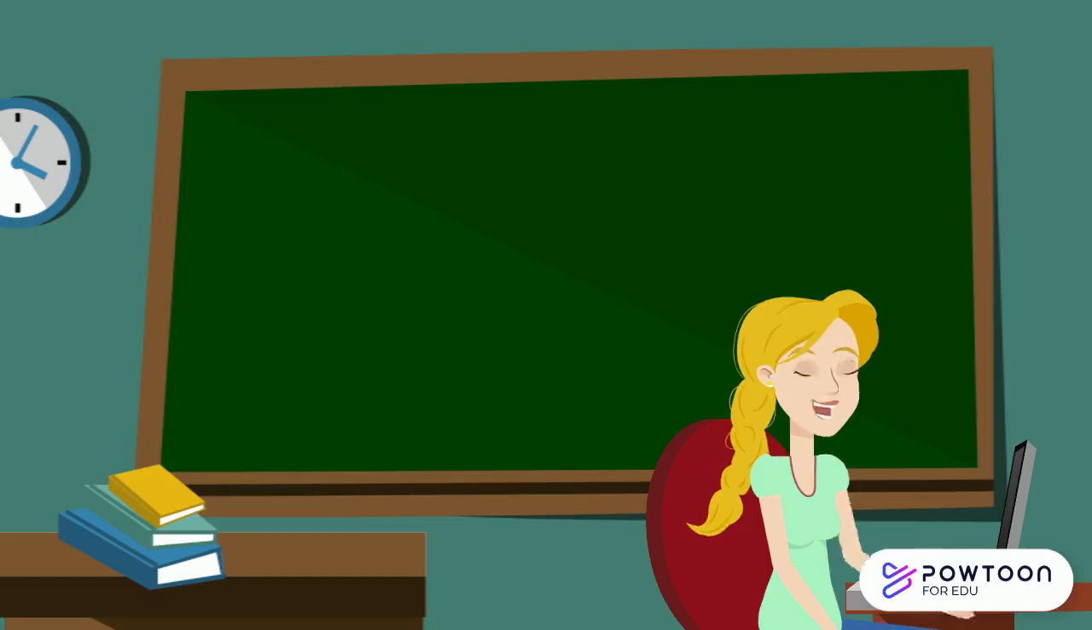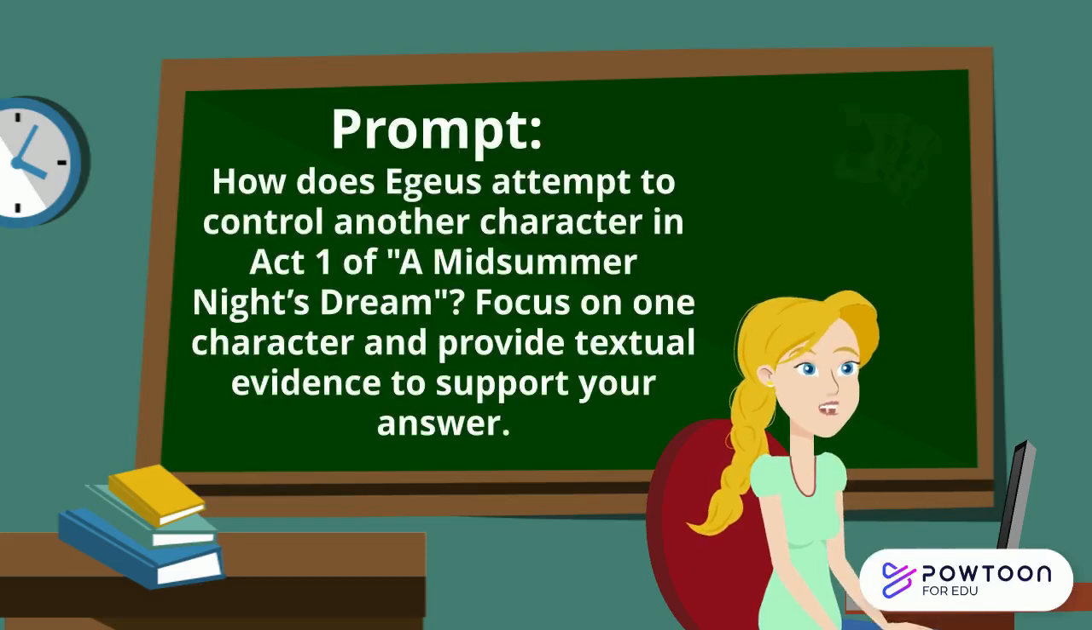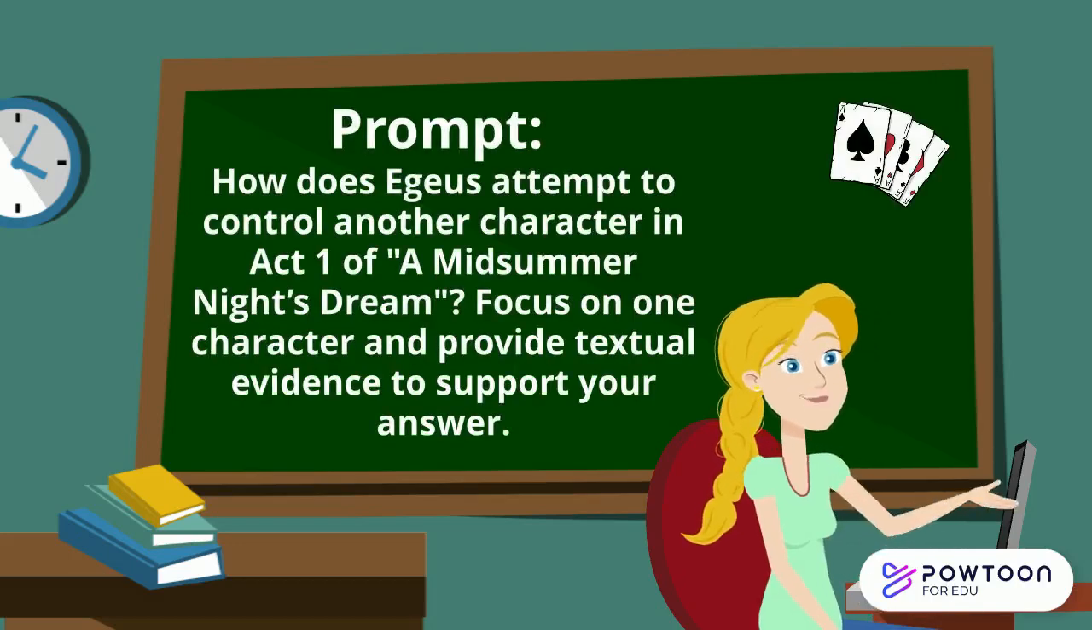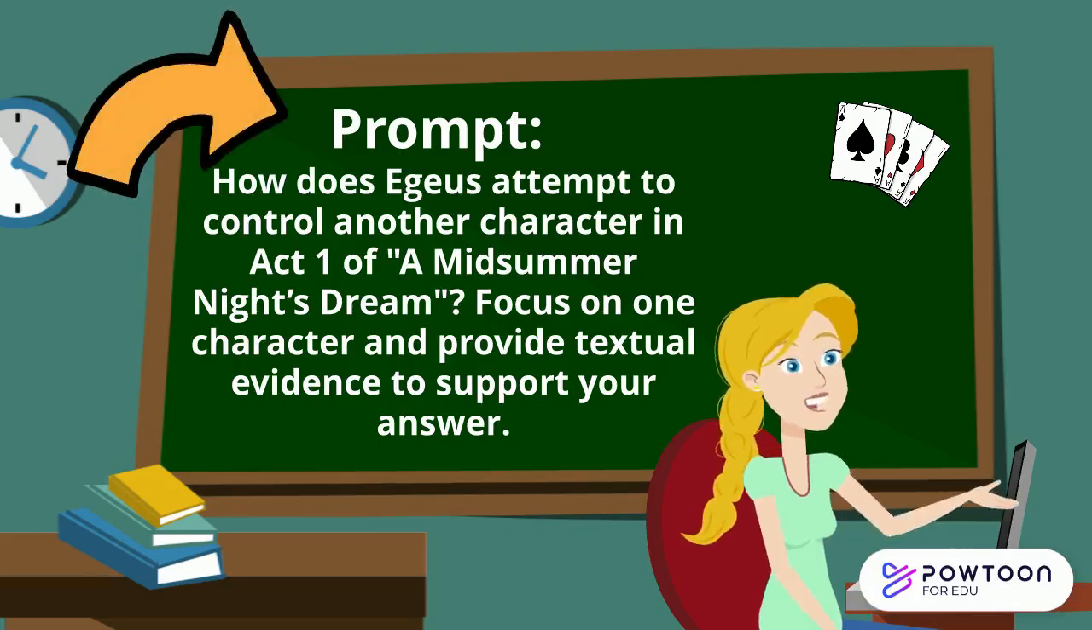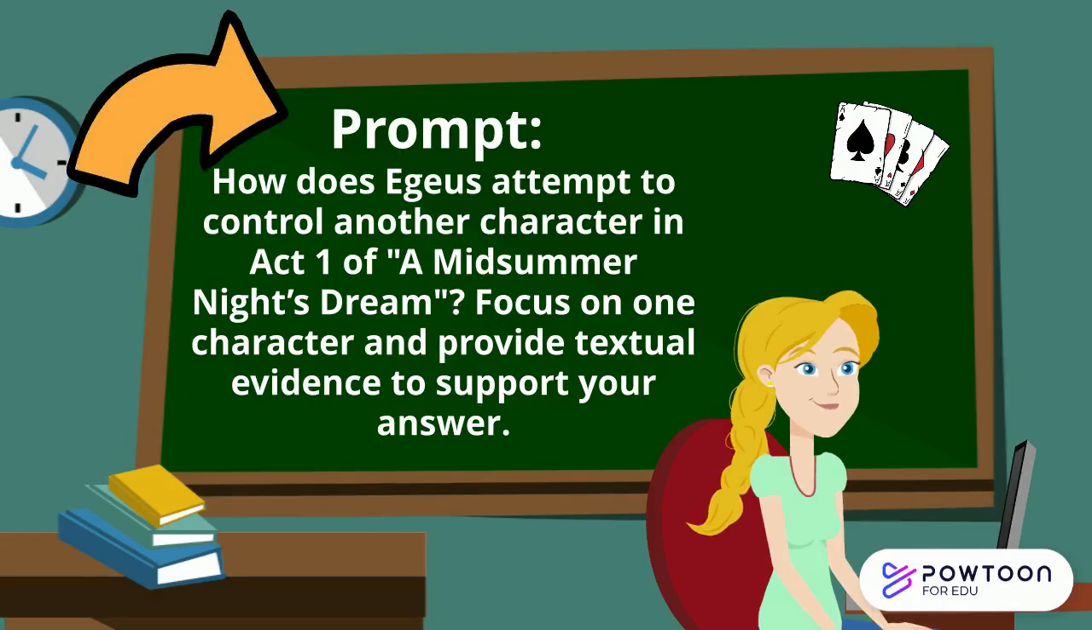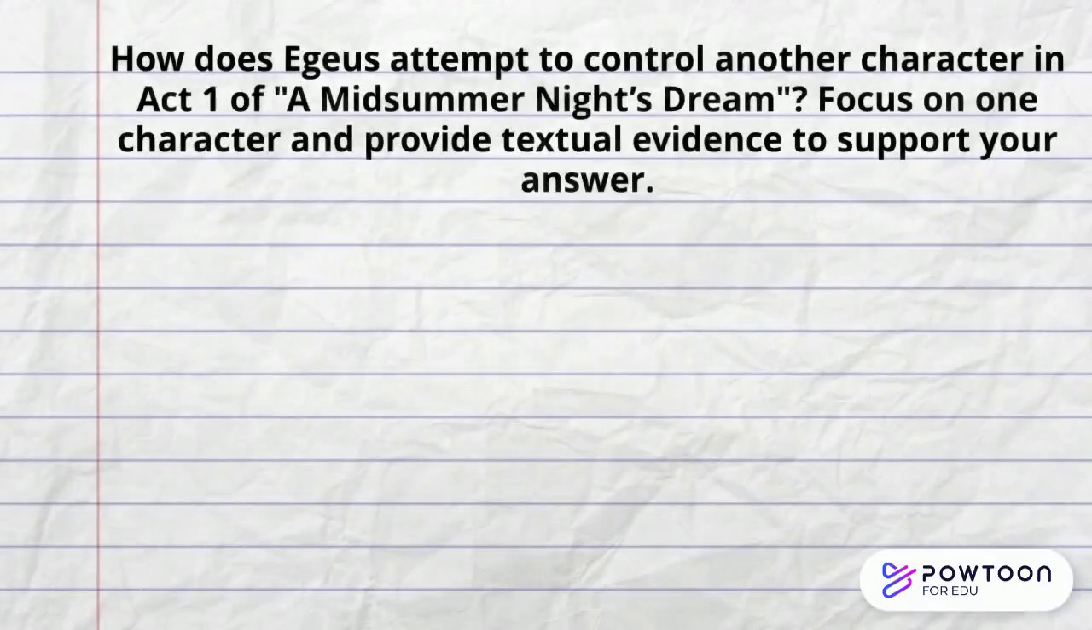Now let's see how we can use the ACE strategy in action. So we've already read the text, A Midsummer Night's Dream in class, and now it is time to answer the constructed response question. First step is to read the prompt. Let's ace this question. We've read the prompt and know that we are focusing on Act 1 of the play and on the character Aegeus and how he controlled others.